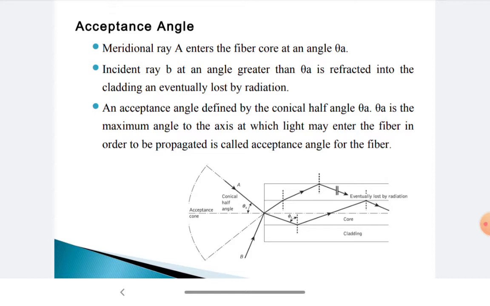Incident ray B, at an angle greater than theta A, is refracted into the cladding and eventually lost by radiation, as shown in the figure. The acceptance angle is defined by the conical half angle theta A. Theta A is the maximum angle to the axis at which light may enter the fiber in order to propagate, and it is called the acceptance angle for the fiber.